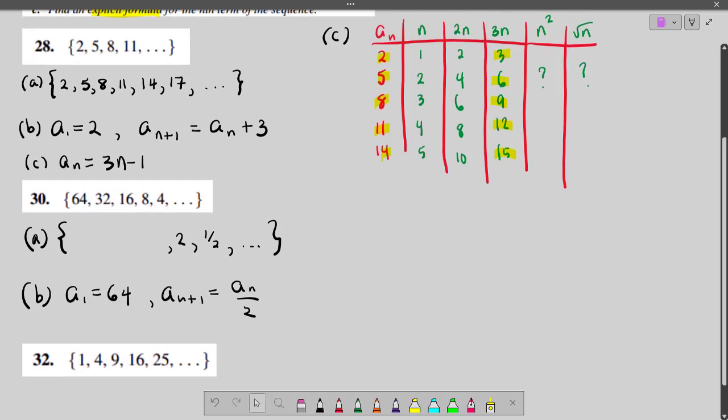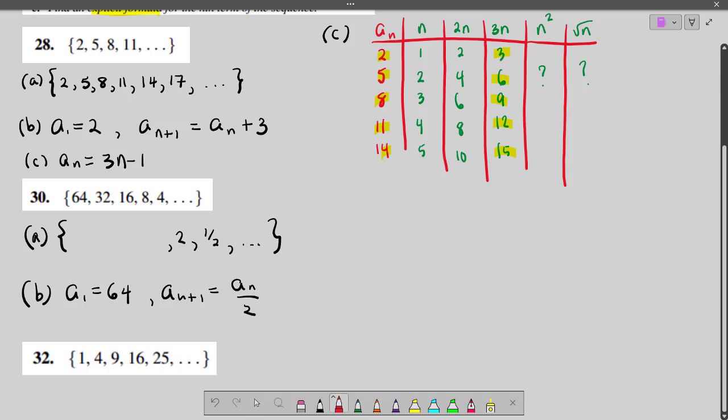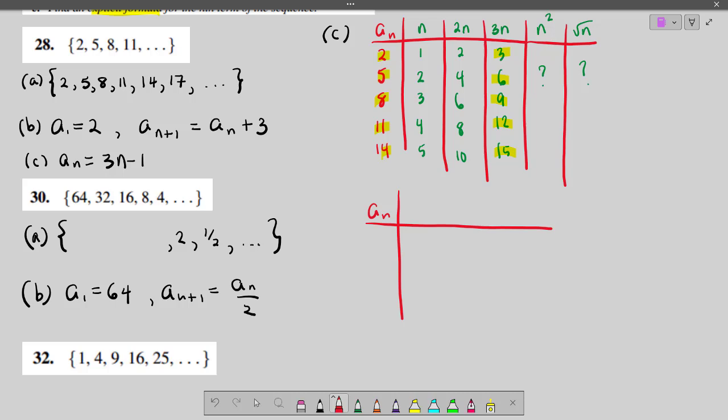Okay, so setting up our table here for this one, we want to make the observation that we're seeing powers of 2. And so I'm going to write off to the side here, this is 2 to the 6, this is 2 to the 5, this is 2 to the 4, that one is 2 to the 3, that one is 2 to the 2, etc.